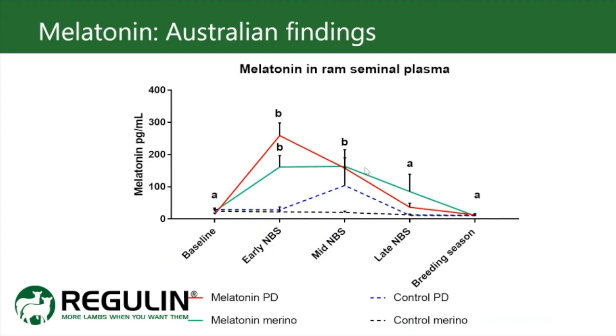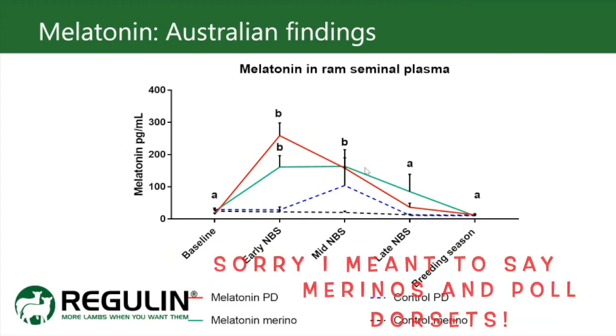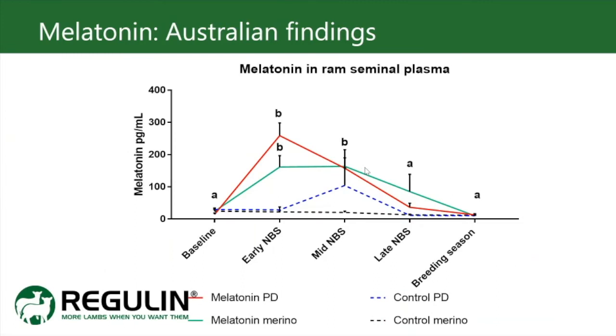So this slide that you're looking at now is actually from the Australian research that we did with 25 merinos and 25 border leicesters. We implanted them in early September and we checked their semen all the way through to the end of March, from memory. The baseline is the control merino and the control PDs. Okay, you can see that the melatonin available in their seminal plasma stayed low and consistent. There was a bump in the control PDs mid non-breeding season. I don't think we really understand that, but it was statistically minor.